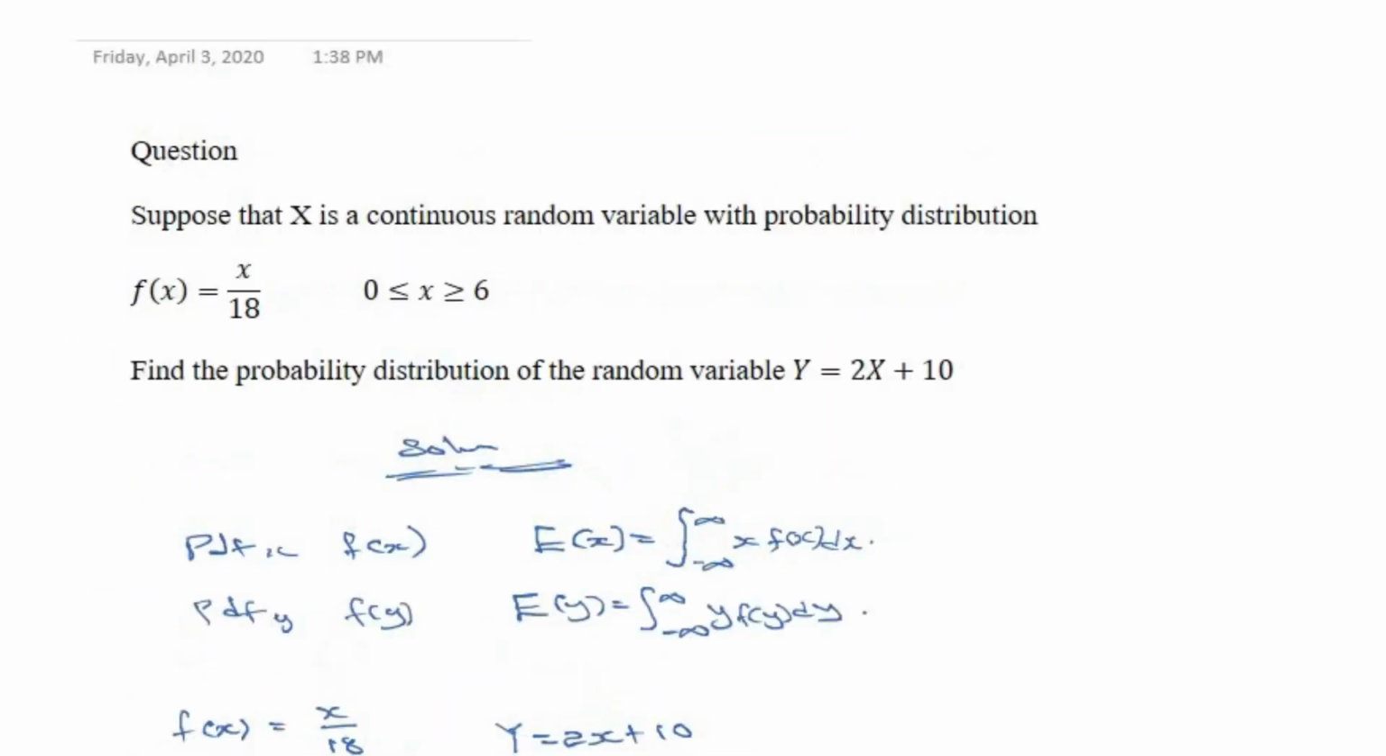So this is our E of y, which is the expected value of the random variable.